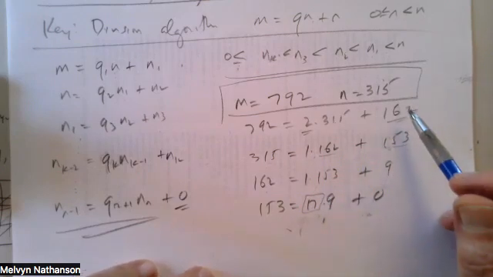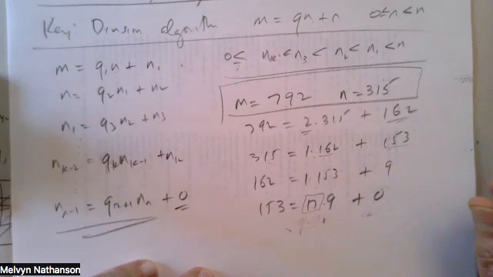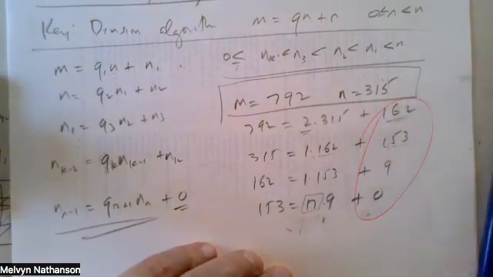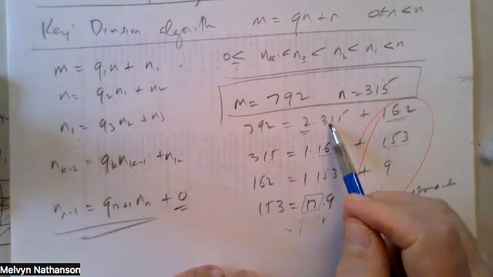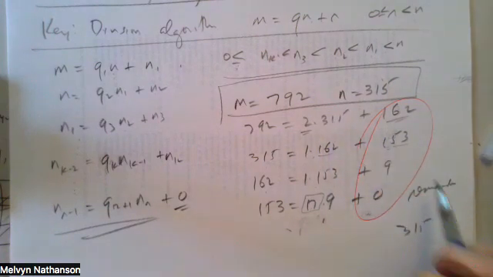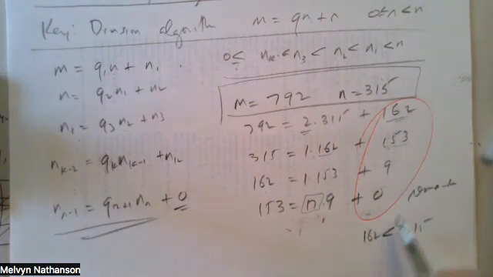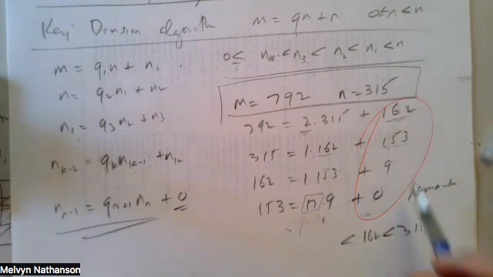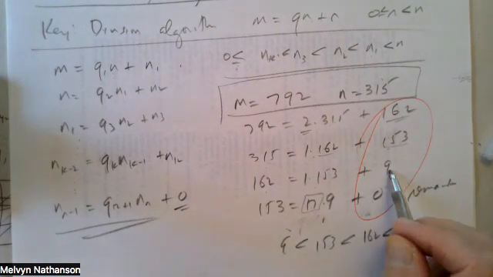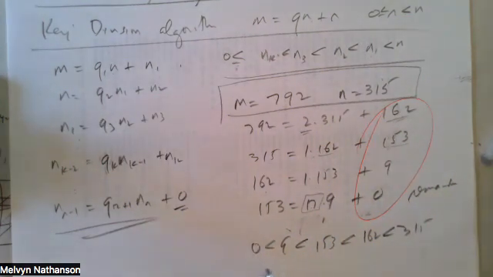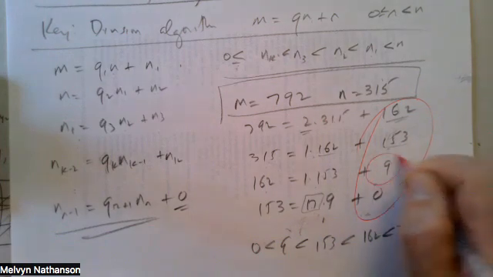So if you look at the successive remainders, these are the remainders. We divided by 315. The first remainder was 162. The next, and they have to be getting smaller, the next remainder was 153. The next remainder was 9. And then the last remainder is 0. So the last positive remainder is 9.